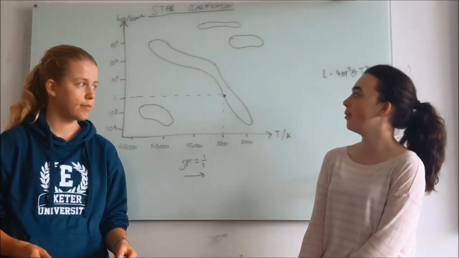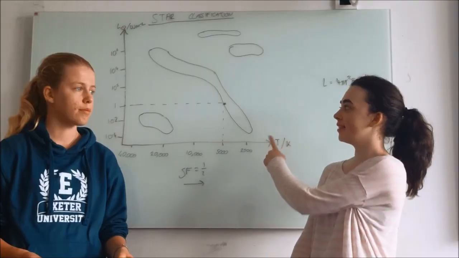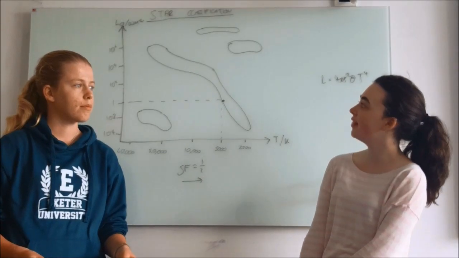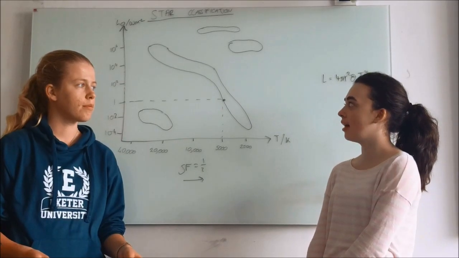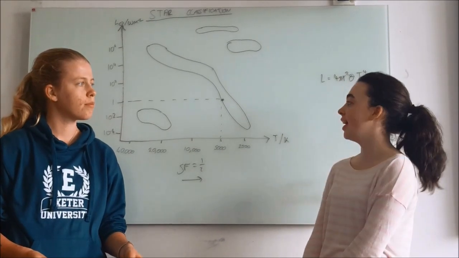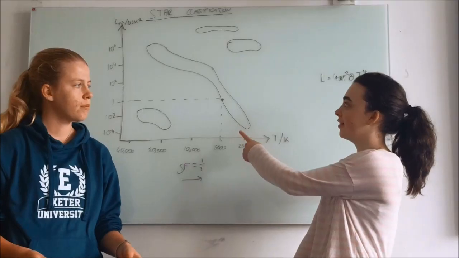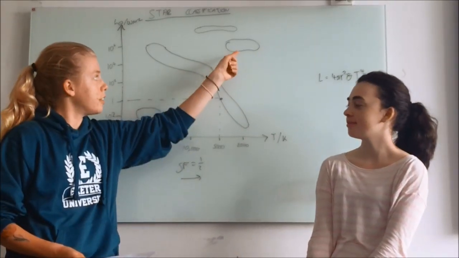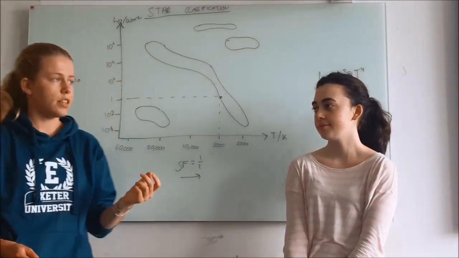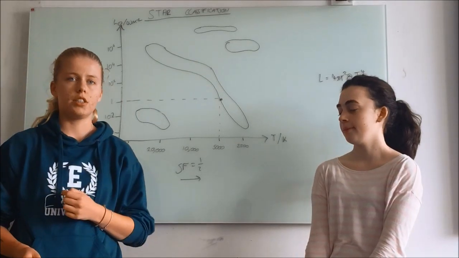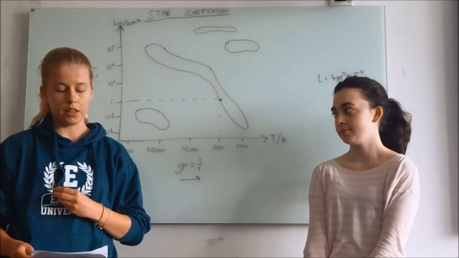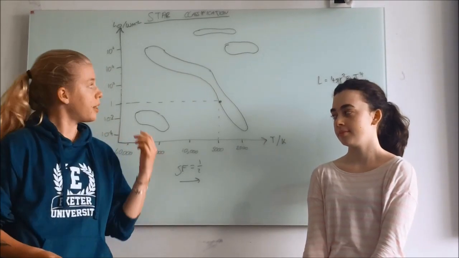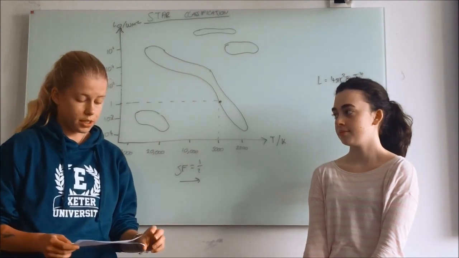Where stars spend most of their time is the main sequence, and they spend about 90% of their lifetime here. In this region, they fuse hydrogen into helium, and the most famous star here is the Sun, which is here. Up here we have the giant stars, and they have a substantially larger radius and luminosity than a main sequence star of the same temperature, and that's why they are above the main sequence here.